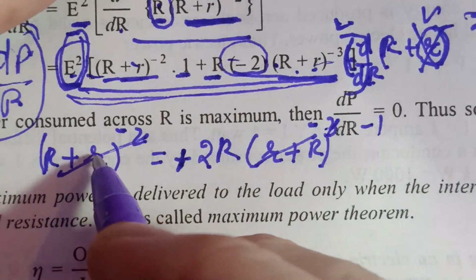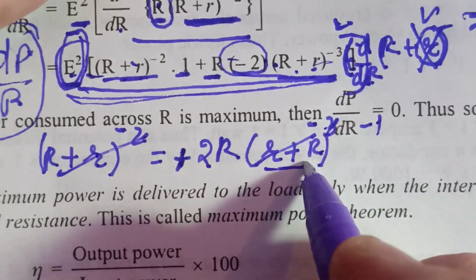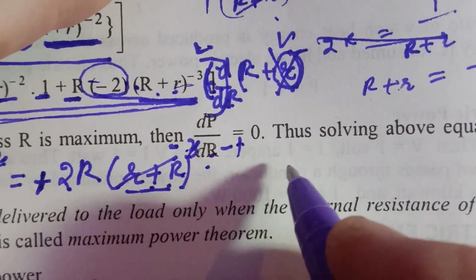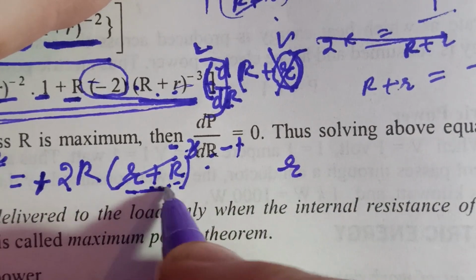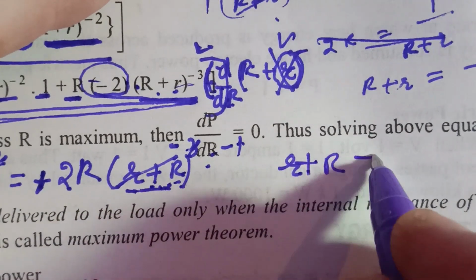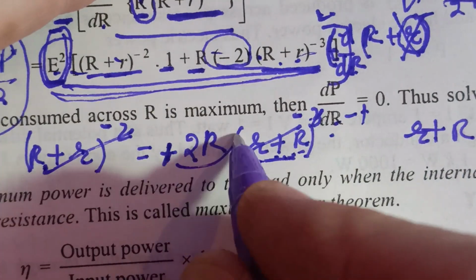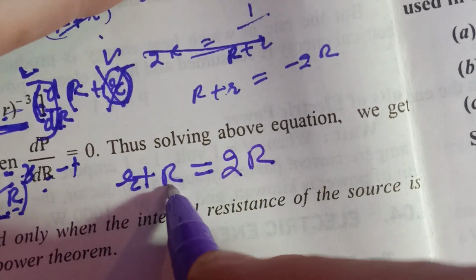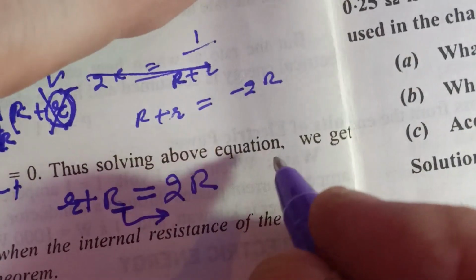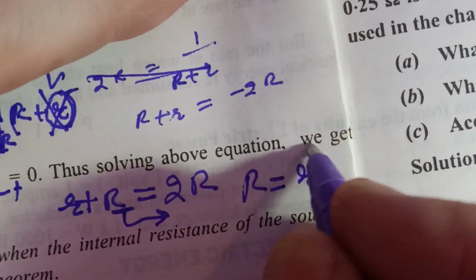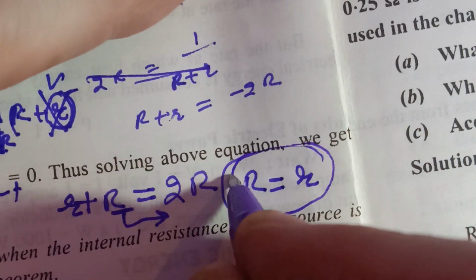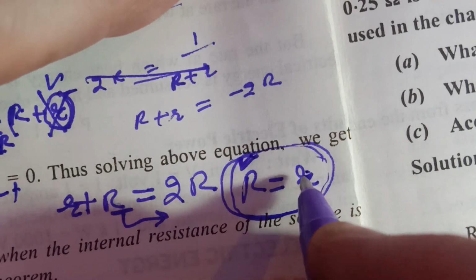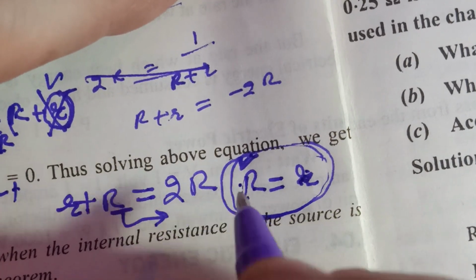Now here it is 1. This factor, which is power minus 1, is taken to the left hand side, so the minus 1 becomes plus. When it goes to the left hand side, it becomes R plus small r equals 2r. So this is taken to this side. It implies capital R becomes equal to small r. So power delivered is maximum to the external resistor if its internal resistance of the battery is equal to this much.